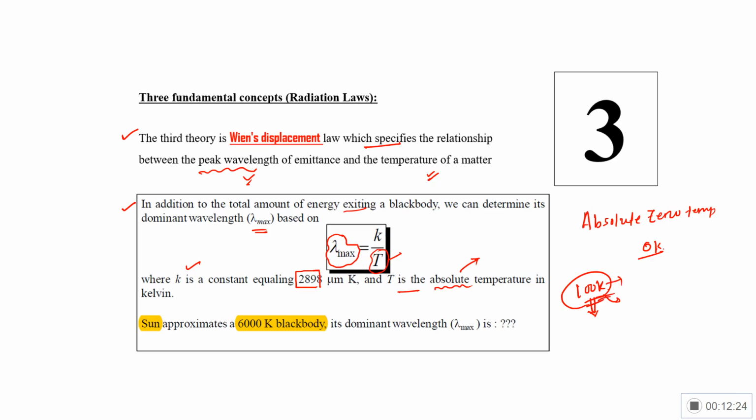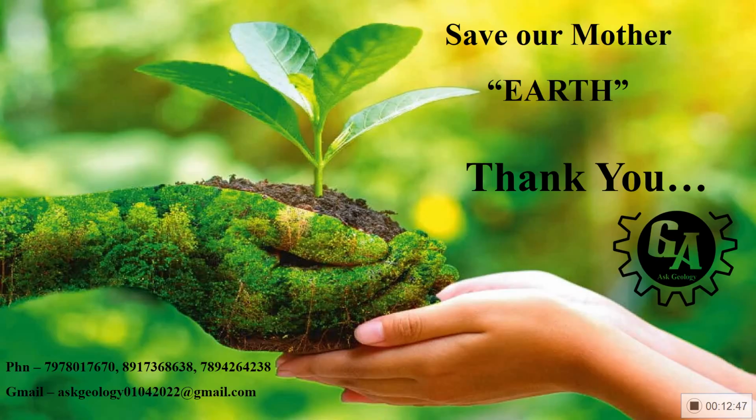The Sun approximates a 6000 Kelvin black body. Its dominant wavelength lambda max, you just calculate it. No problem, in the next class maybe I'll give it. And the Sun is considered to be a black body, but a pure black body is not present in nature. So thank you. I hope this question is very easy, but I tried to explain some related things which are connected to these numericals. I hope I could help you in understanding these questions.